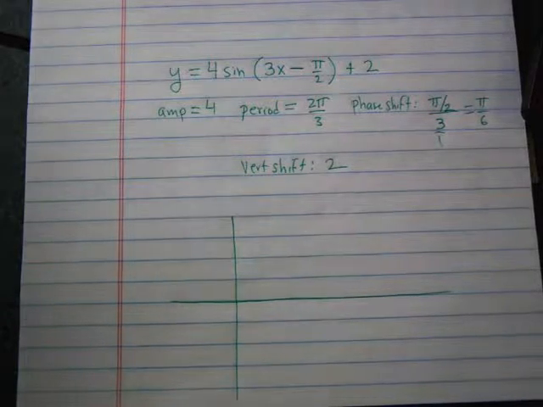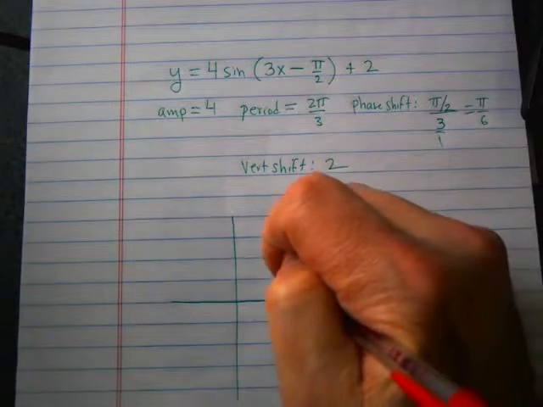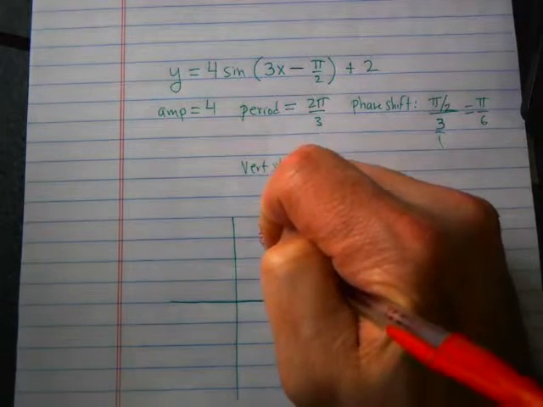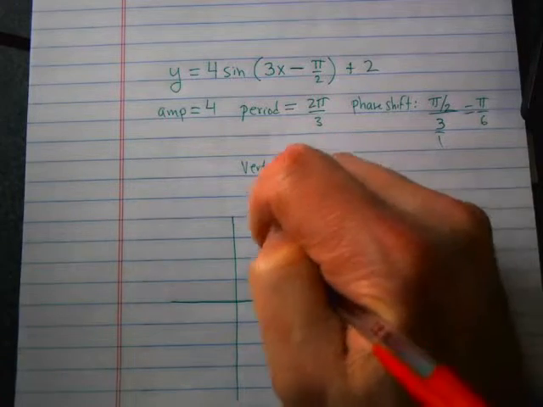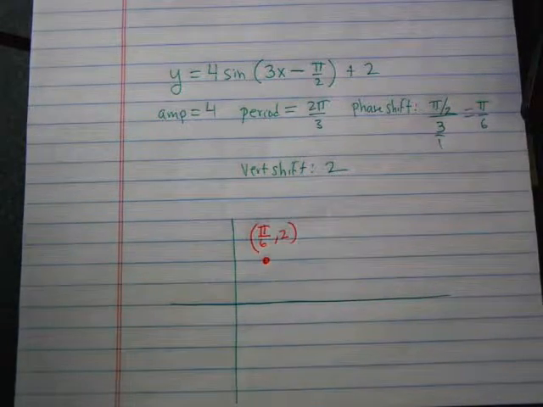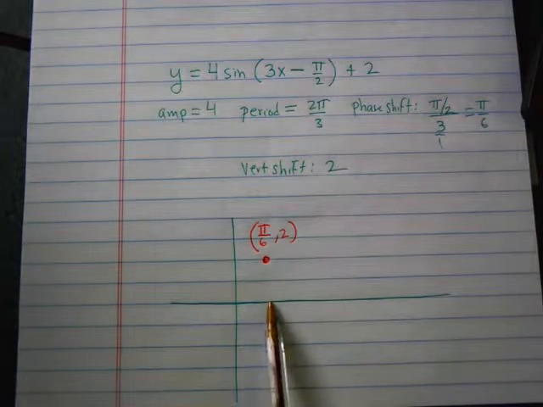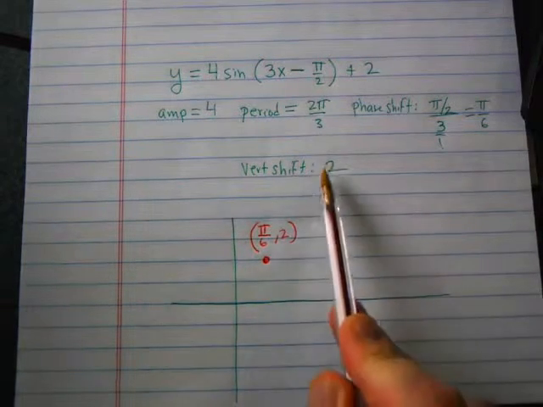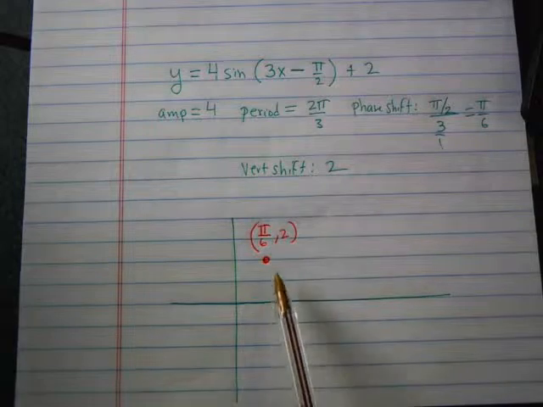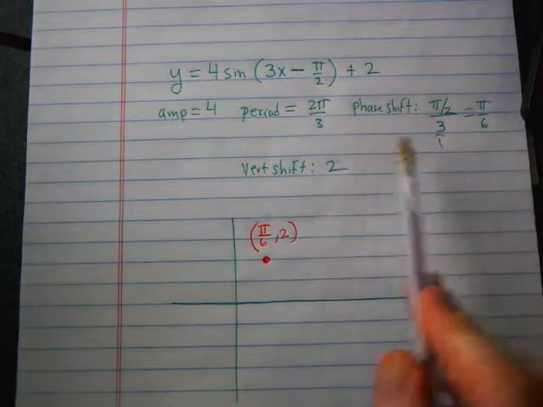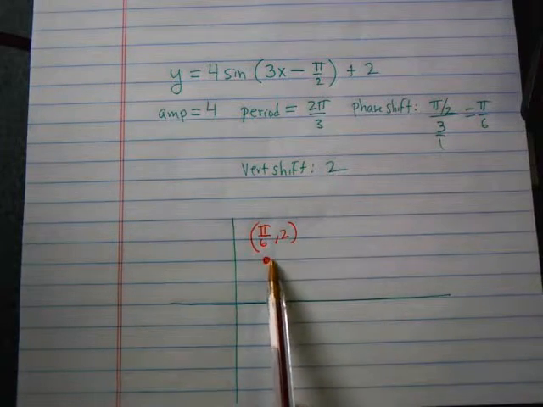Pi over 6, 2. Excellent. Y is my first point. Pi over 6, 2. Because my phase shift says don't start at 0, start pi over 6 to the right. And my vertical shift says don't start at y equals 0, start 2 places up. So your phase shift and your vertical shift give you your starting point.